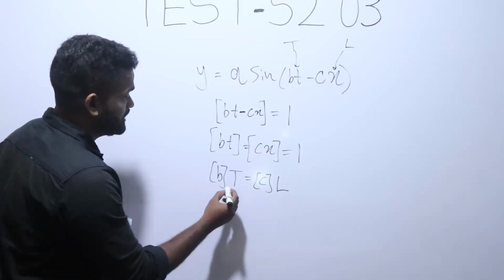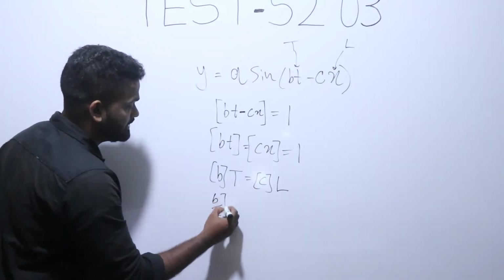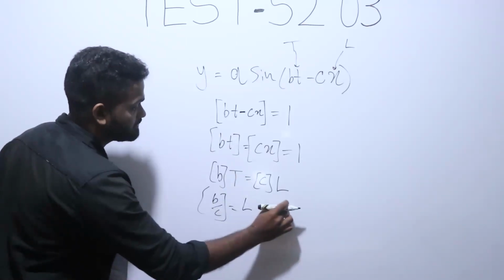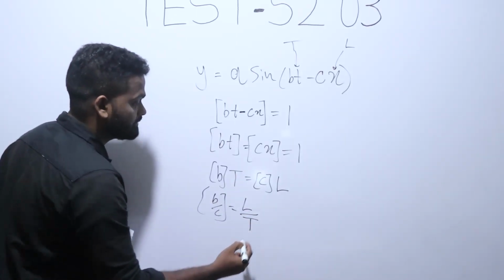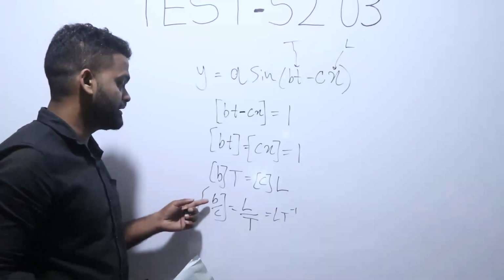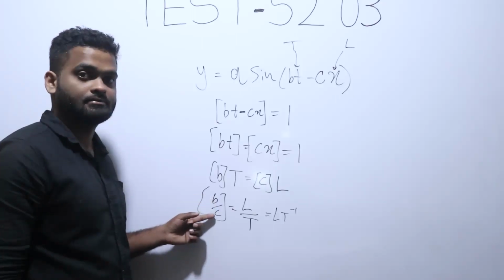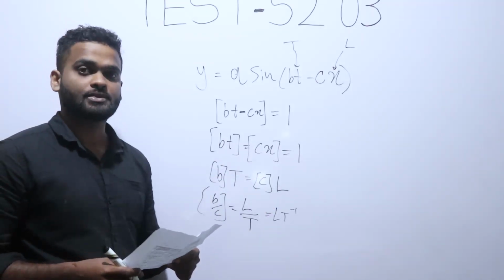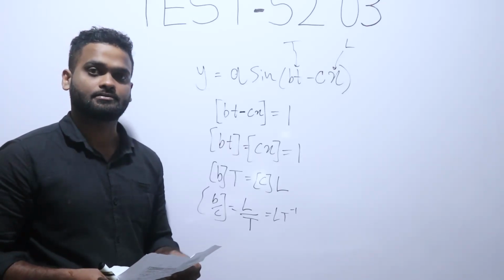So what we need is b over c. If you cross multiply, this becomes L, and T goes to the denominator. So this is L T to the power minus 1. That is the dimensions of b over c. So the answer should be the second one for the first question.